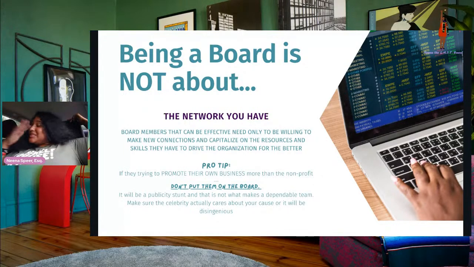Promoting your own business, which is usually what happens when you have a celebrity on the board, that's what they do. Okay, that's not the goal. So let's get out of that. Stop chasing people to give your business validity. You give your business, your nonprofit, validity. You don't need a celebrity to endorse you. All right, go to the next slide.